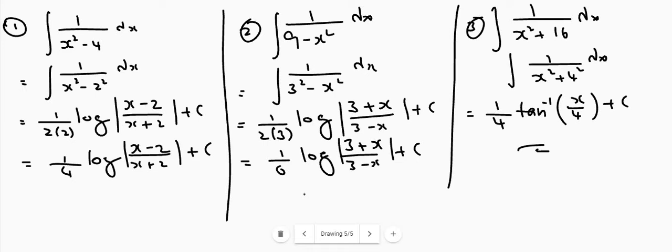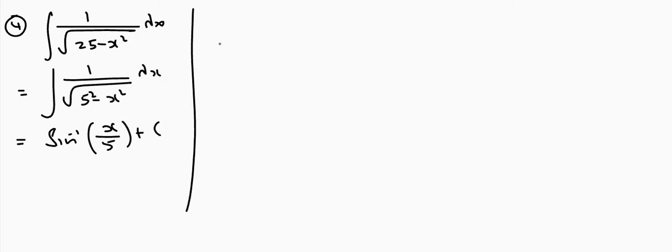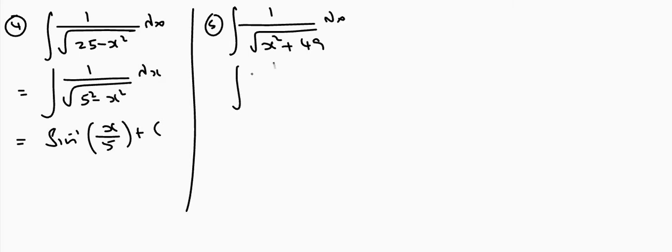Next question is question number 4, integral 1 by root of 25 minus x square. This is of the type root of a square minus x square, which is equal to 1 by root of a, here 5 square minus x square dx, is equal to sine inverse of x by a plus c. Question number 5 is integral 1 by root of x square plus 49, which is equal to integral 1 by root of x square plus a square, this is x square plus 7 square.